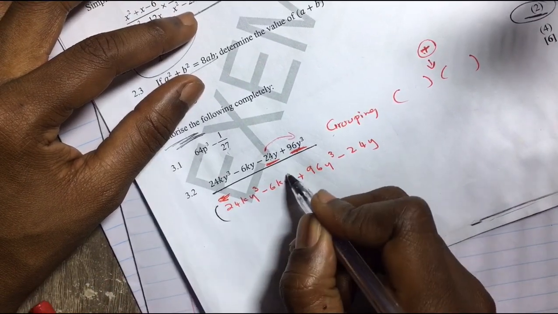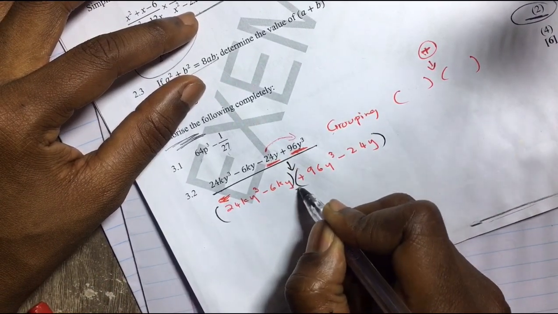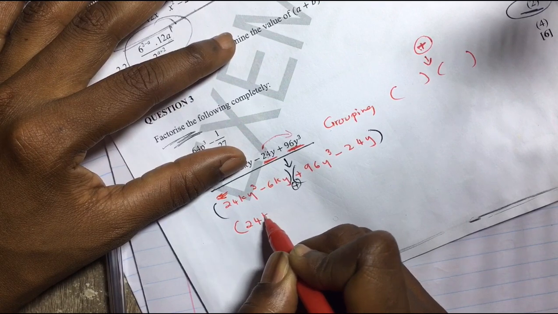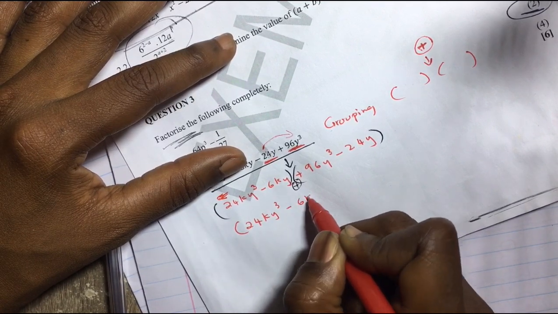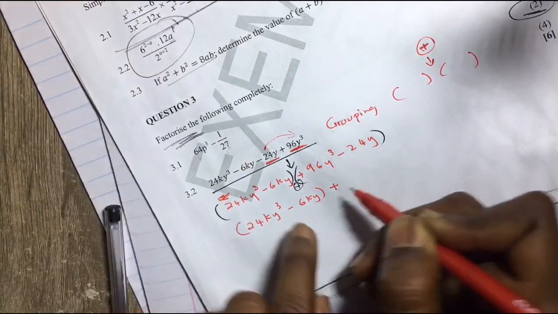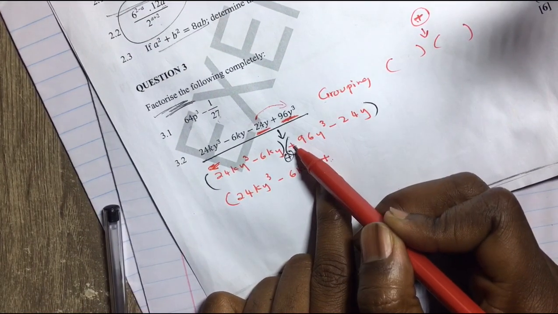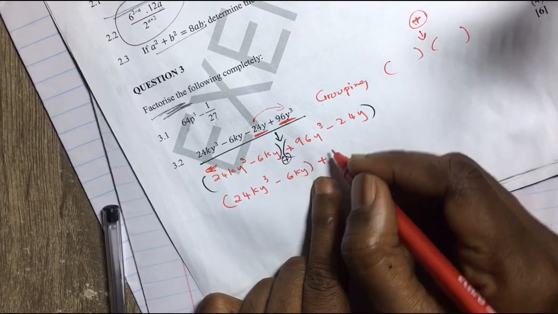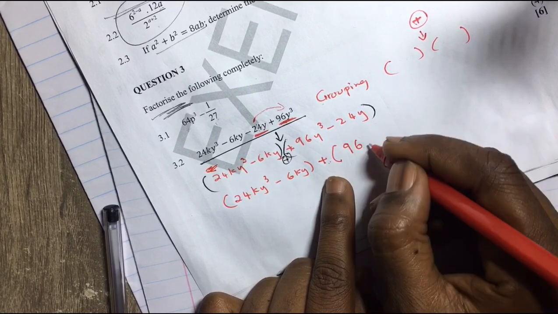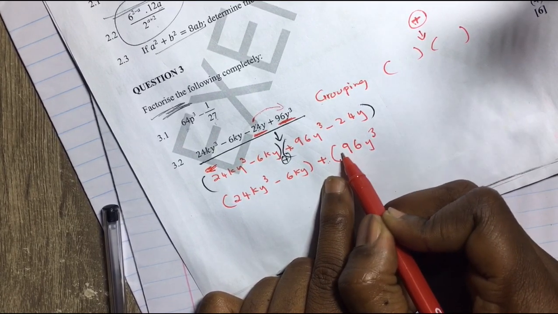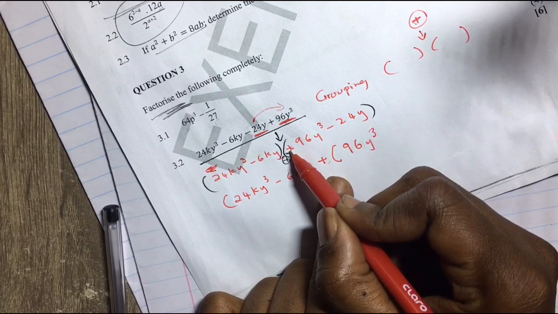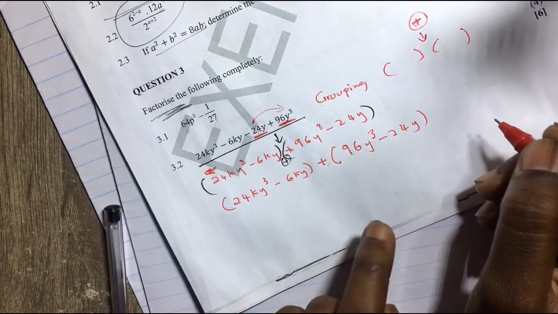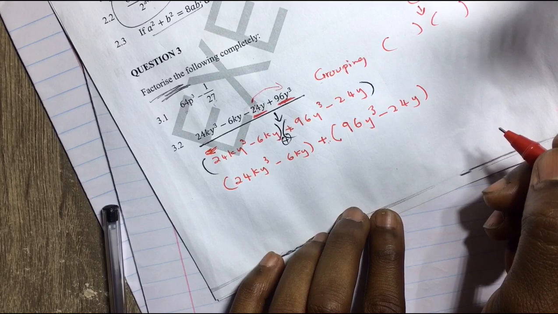So I'm going to put this in a bracket, put this in a bracket, and introduce a plus in between, so that I have 24k³ minus 6ky. This plus is not the plus there, it's the plus that I introduced. And then here in this bracket, I can just write 96y³, because automatically we know if there's nothing here, it's a plus. So this plus falls off. But even if you write it, it's not a crime. They can't arrest you for that.